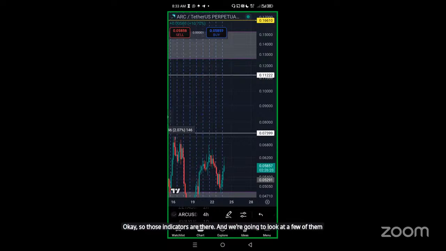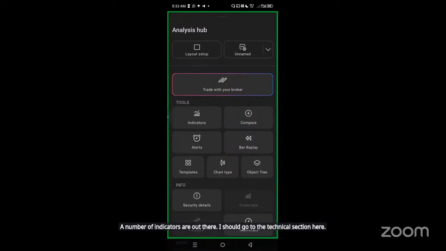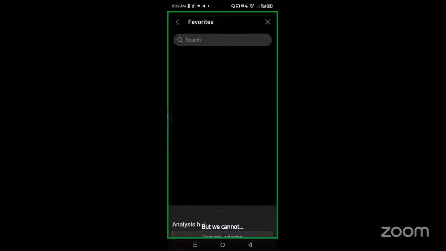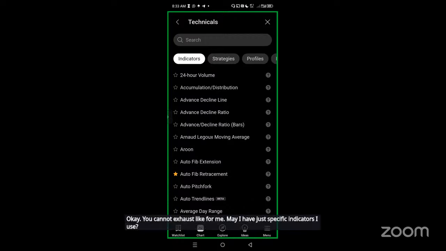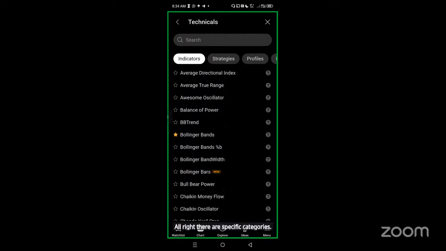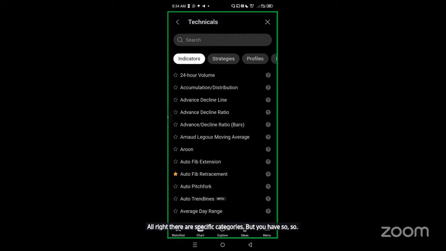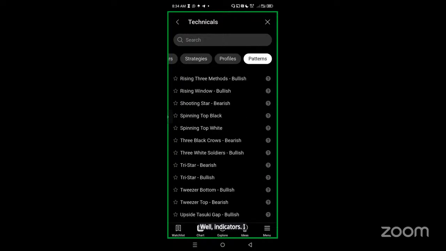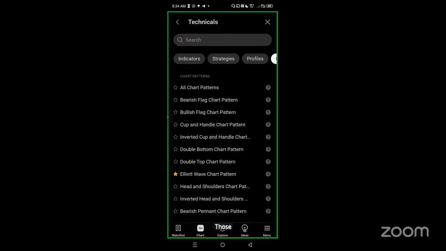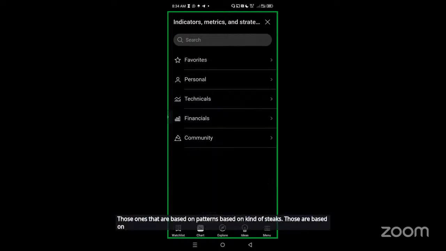Now, out of all these indicators, when you see on TradingView, a number of indicators are out there. I should go to the technical section, yeah? But we cannot exhaust all of them. For me, I have just specific indicators I use. There are specific categories, but you have so many. Indicators are so many. Those based on patterns, those based on candlesticks, a lot of indicators, but we cannot exhaust them all.